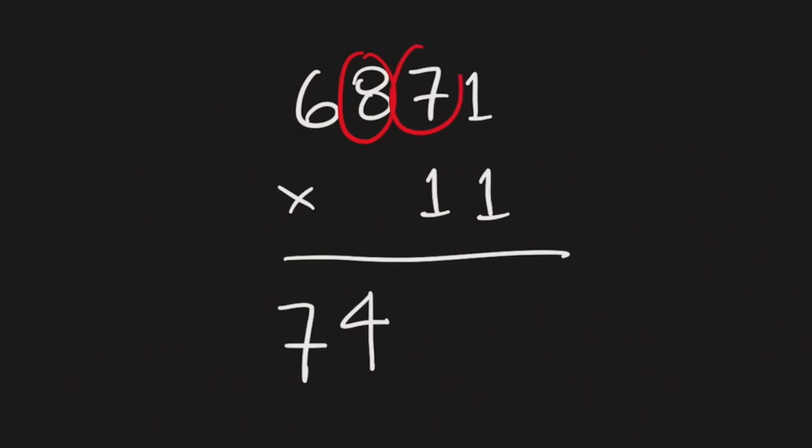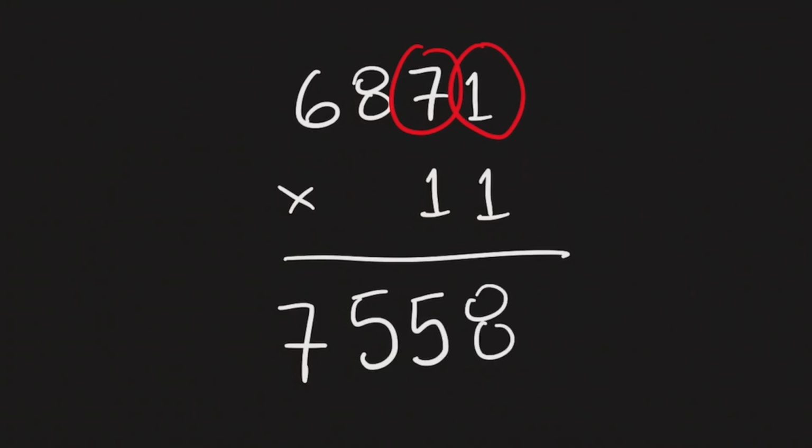8 plus 7 gives us 15. Therefore, 5 will come here, and the 1 will be carried over to 4, which gives us 5. And 7 plus 1 gives us 8. And therefore, the last digit of the answer will become 1. Therefore, the final result is 75,581.